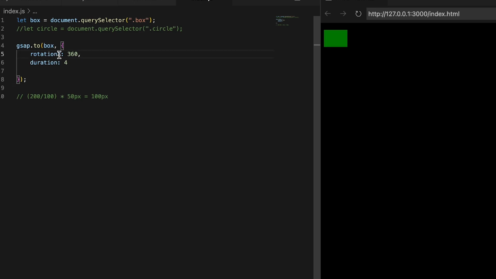The same with rotateY. I'm putting here 360 degrees. And this sets the rotation of an element around the y-axis to 360 degrees.